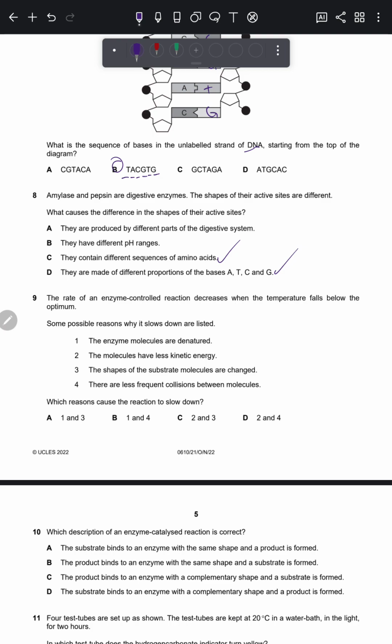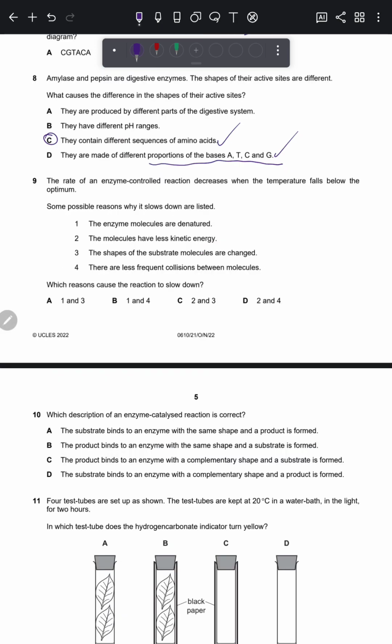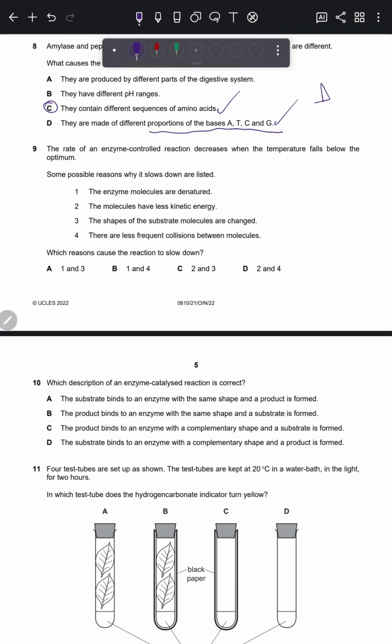So C and D are very likely to be the answer, because the different pH range doesn't affect the shape of the active site, and the fact that they're produced in the digestive system doesn't affect it. What would affect the structure is the proteins that make them up. So I feel like it's C, because proportions of the bases A, T, C, and G just sounds wrong. Okay, I think this one was also a bit of a fluke, and I don't think I would technically be getting it right.